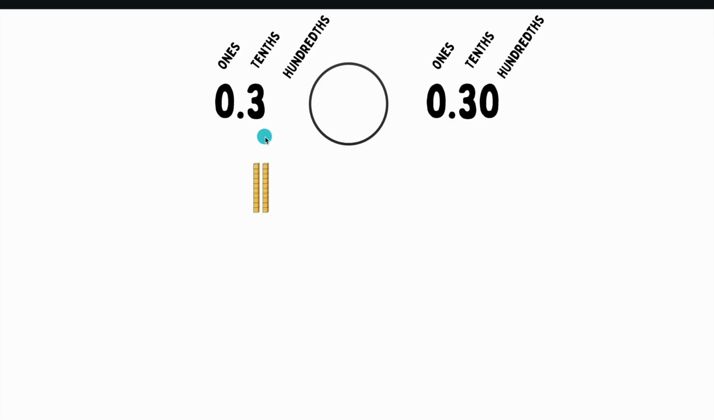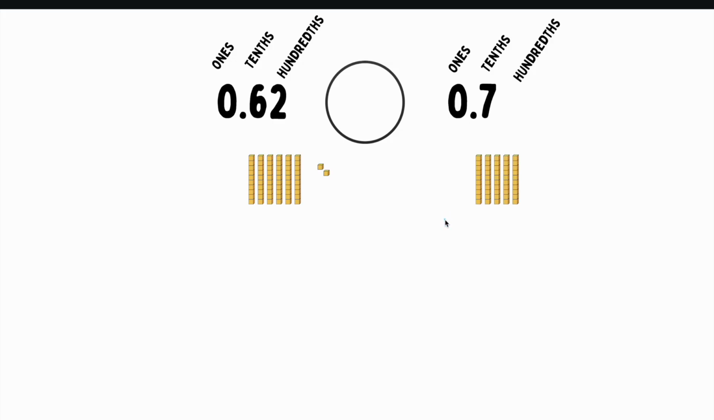Let's compare 3 tenths versus 30 hundredths. Let's start by creating a model. We have 0 ones and we have 3 tenths. Here we have 0 ones, 3 tenths, and 0 hundredths. We notice they are equivalent decimals.